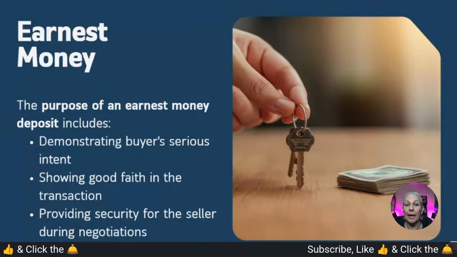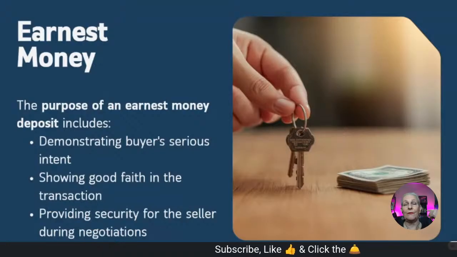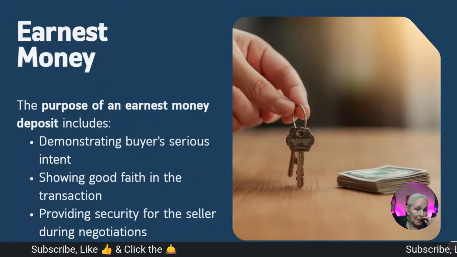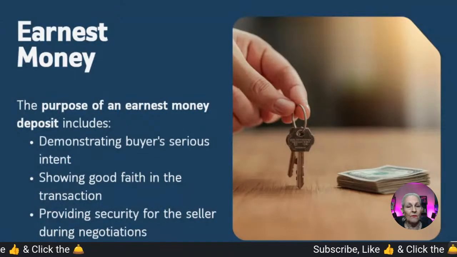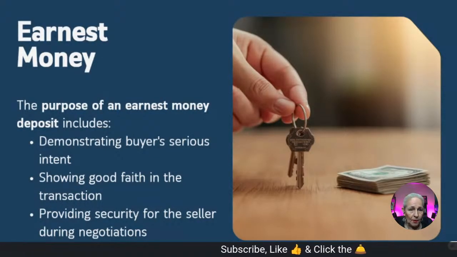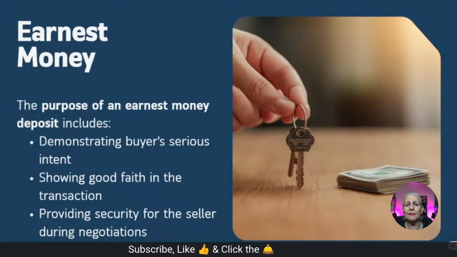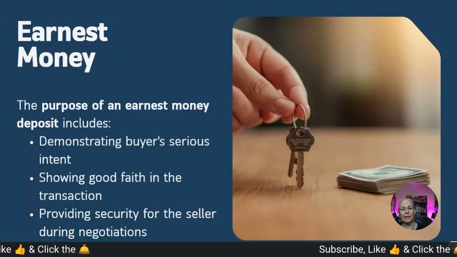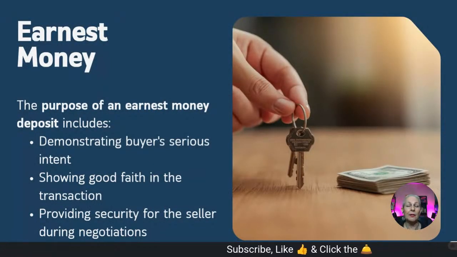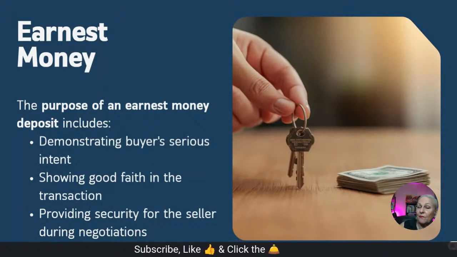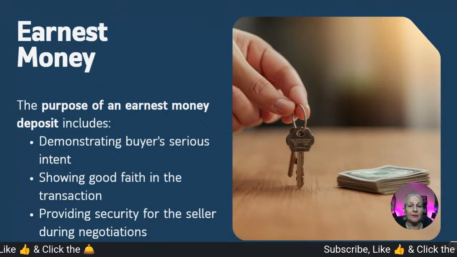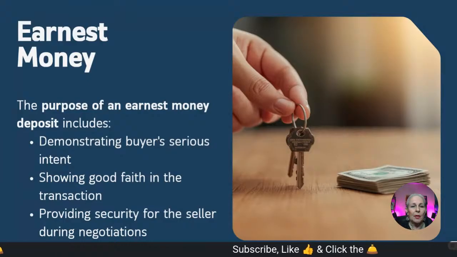Some owners will ask for more, especially if they've had multiple offers and they fall through, which is happening in today's market. A lot of buyers are falling out of escrow for different reasons. So that demonstrates the buyer's serious intent, showing good faith in the transaction. And then we also get a good faith estimate from the lender, okay? That's another good faith thing that the lender has to provide to the buyer. It also provides security for the seller during negotiations.